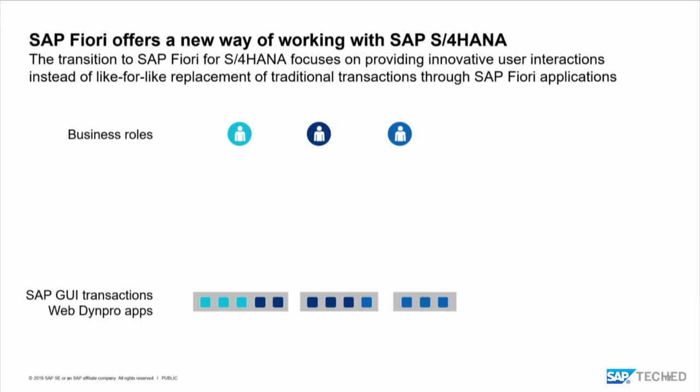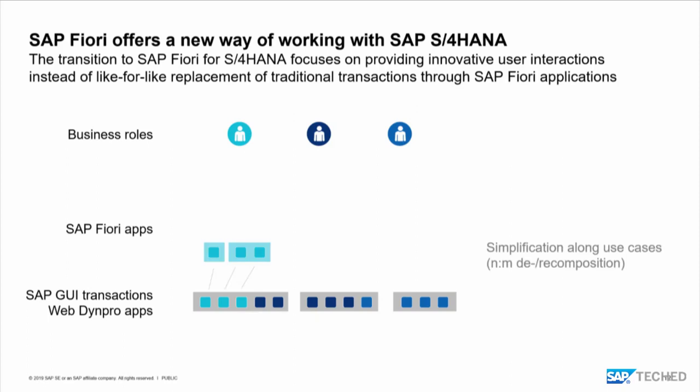So in this picture here, you see there are different features or use cases used by different users, still in the same transactions. And this is then the starting point for us to start with the decomposition, meaning in some cases, we take some features out of the transactions and move them to different Fiori apps, if these are different use cases. In other cases, we do a recomposition, saying we take features from multiple transactions and move them into one Fiori app, if the use case requires this.